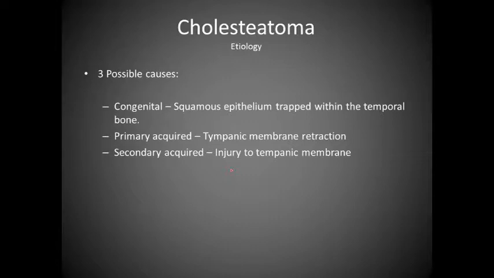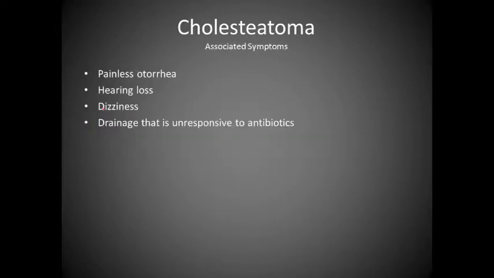So there are three possible causes for cholesteatoma. Number one is congenital, where the squamous epithelium gets trapped within the temporal bone and then expands. Primary acquired is a tympanic membrane retraction, and secondary acquired is injury to the tympanic membrane. So the other two causes are abnormalities with the tympanic membrane, but the most probable cause is a congenital abnormality.